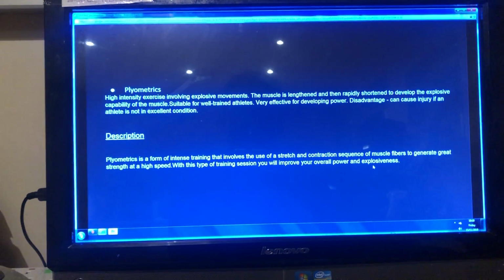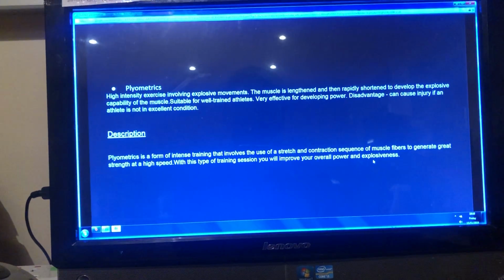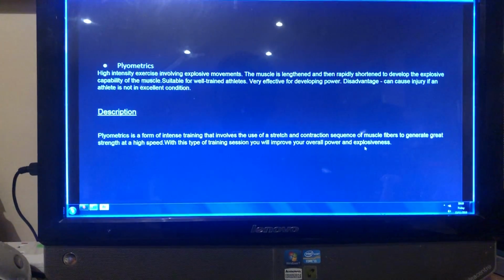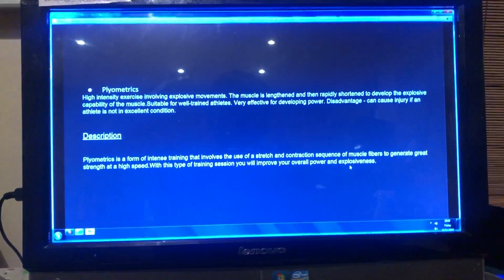Description. Plyometrics is a form of intense training that involves the use of a stretch and contraction sequence of a muscle fibre to generate great strength at high speed. With this type of training session, you will improve your overall power and explosiveness.